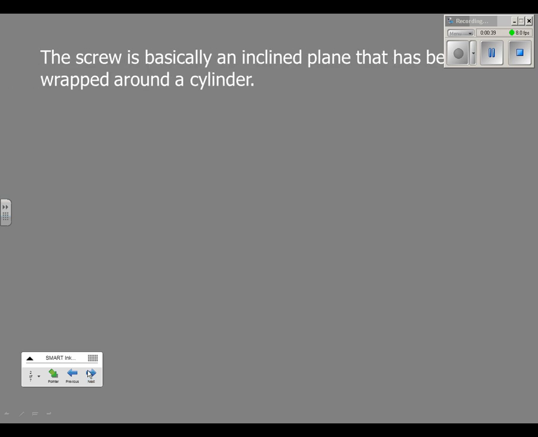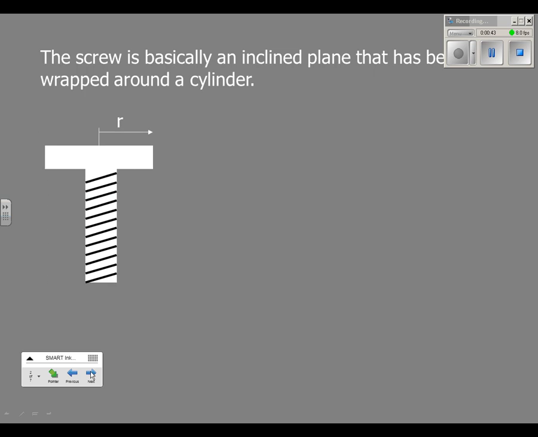A screw is basically an inclined plane that's been wrapped around a cylinder, as I said. There's a simple diagram that you can use. The turning radius of the screw is right at the top there. You can see it listed R, all right? That is basically a part of your effort radius.